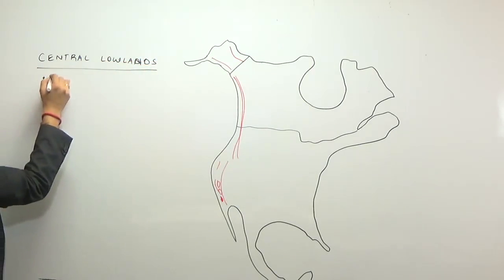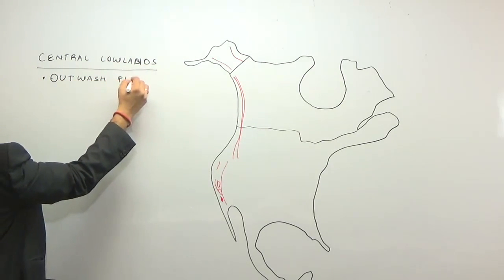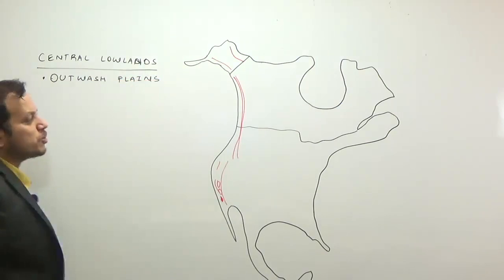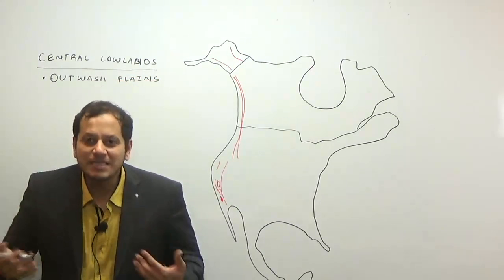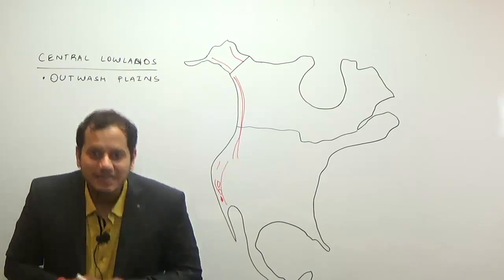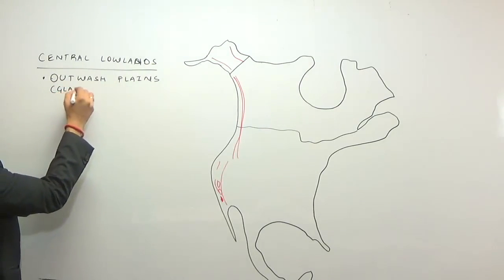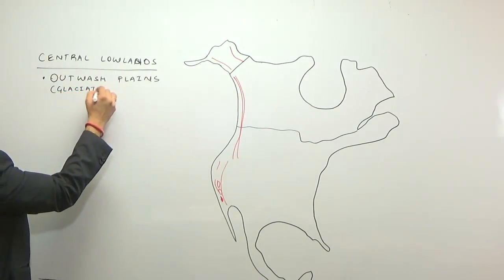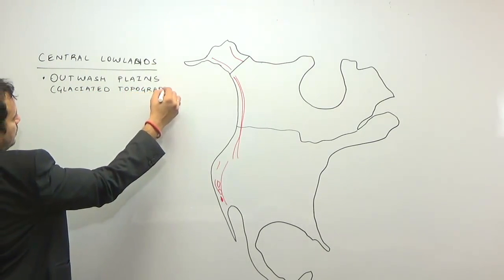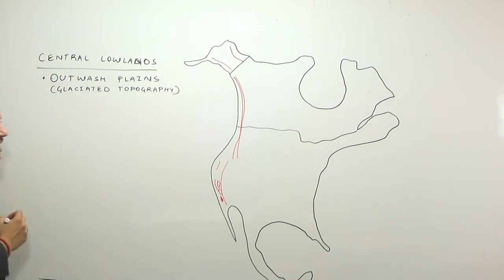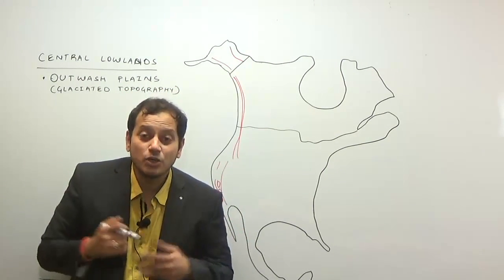The central lowlands in Canada are an example of an outwash plain. Outwash plains in the north mean which kind of topography? Outwash plains are part of which topography? This is an example of a glaciated topography.